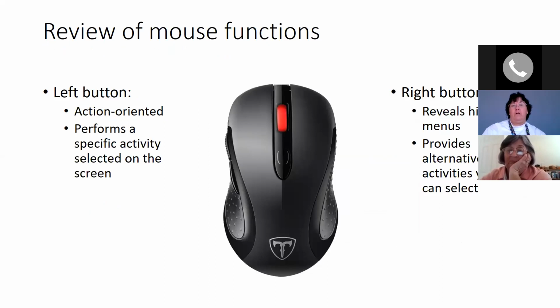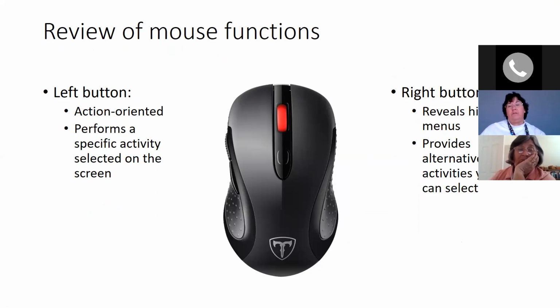So we are about to jump into our template, but I want to review just one thing here on the mouse. Again, I'm making the assumption that you know Microsoft Word, but also that you are somewhat familiar with the computer, but you may not be. So I just want to double check with the mouse because you're going to be hearing me give you instructions for both the left and the right mouse button. The left means action oriented. It performs a specific activity.